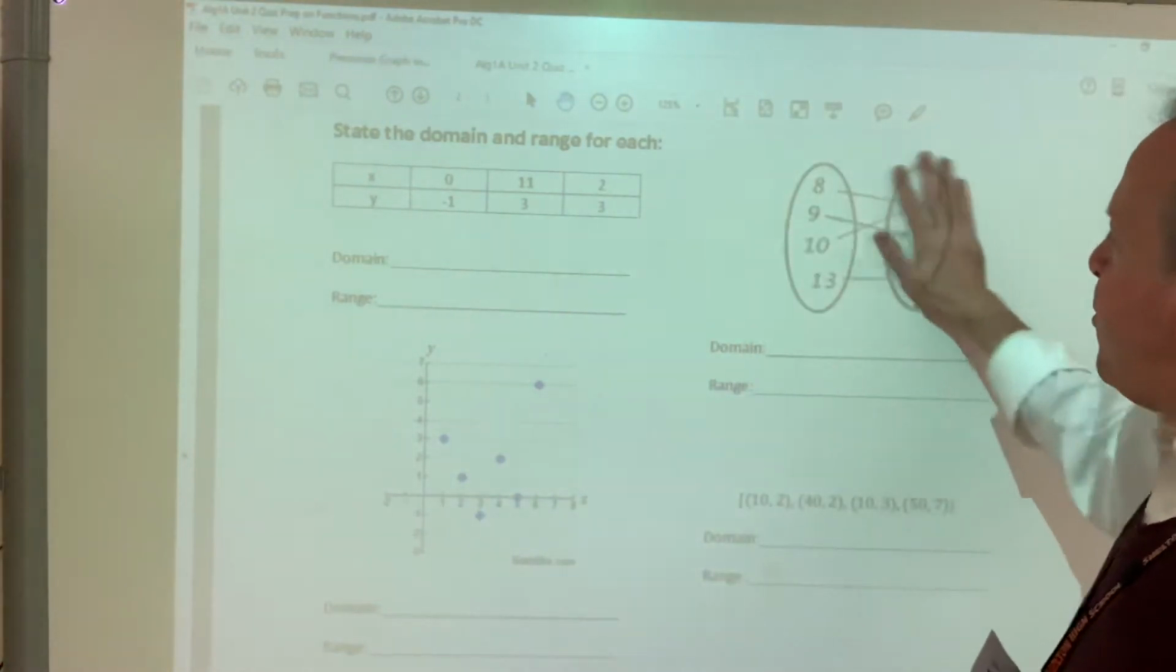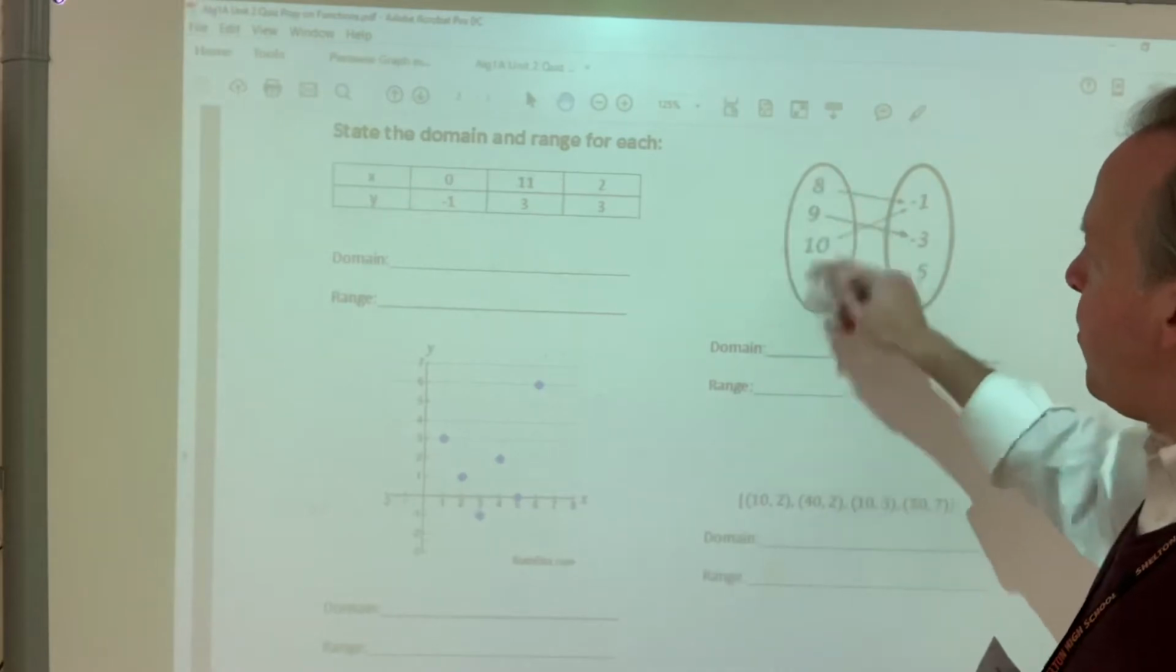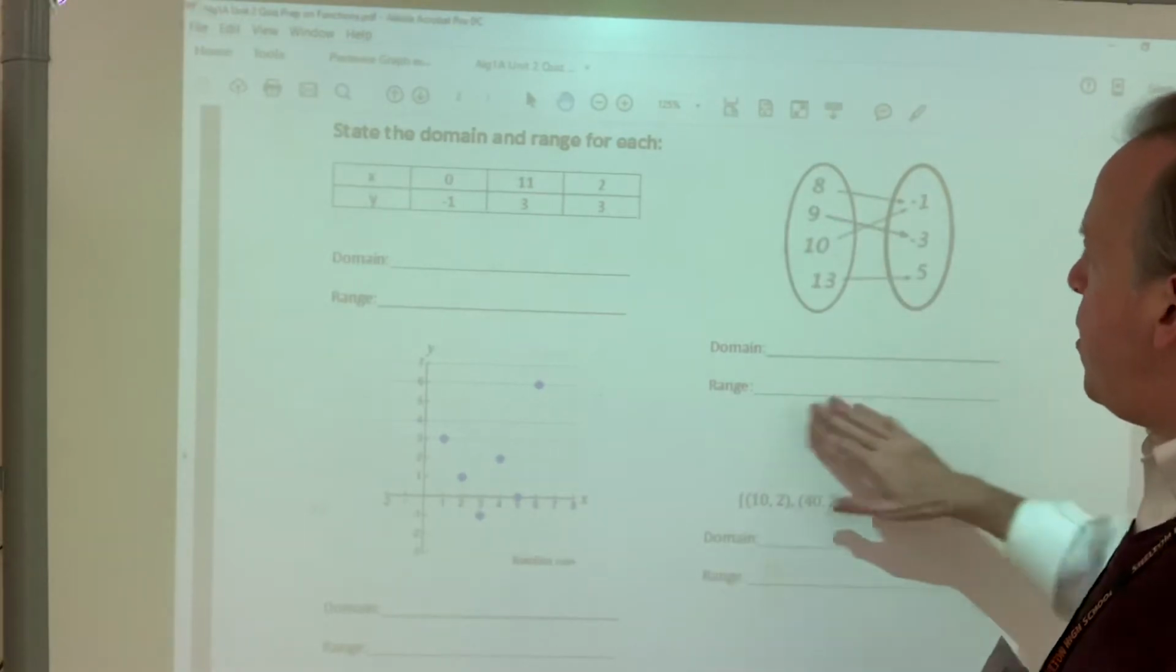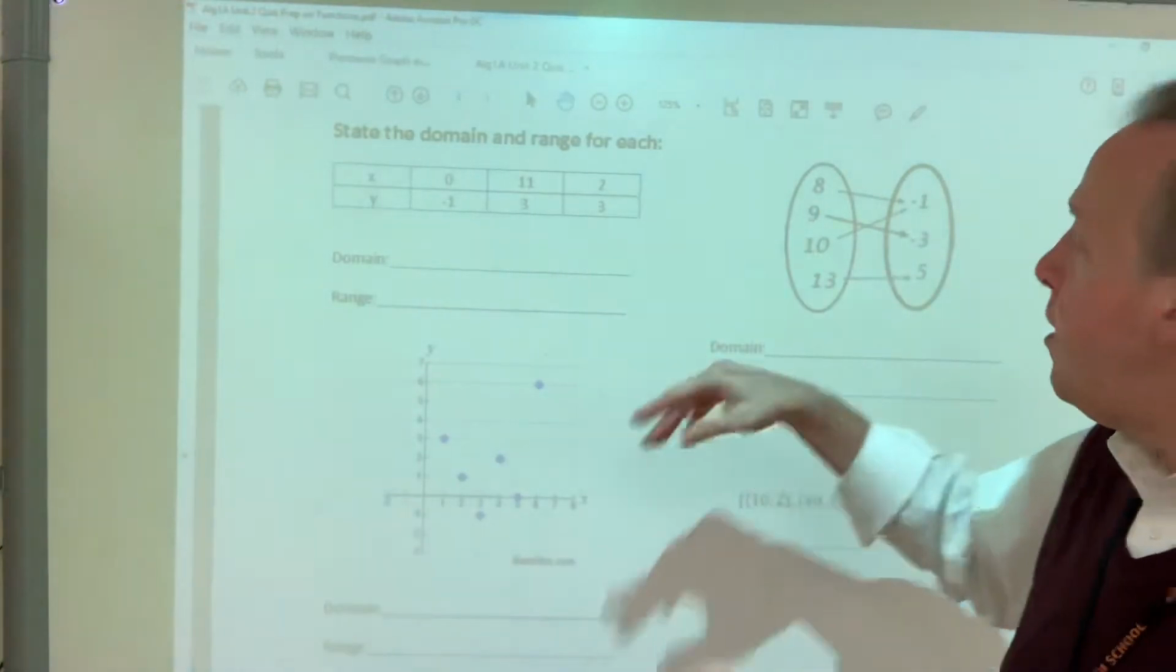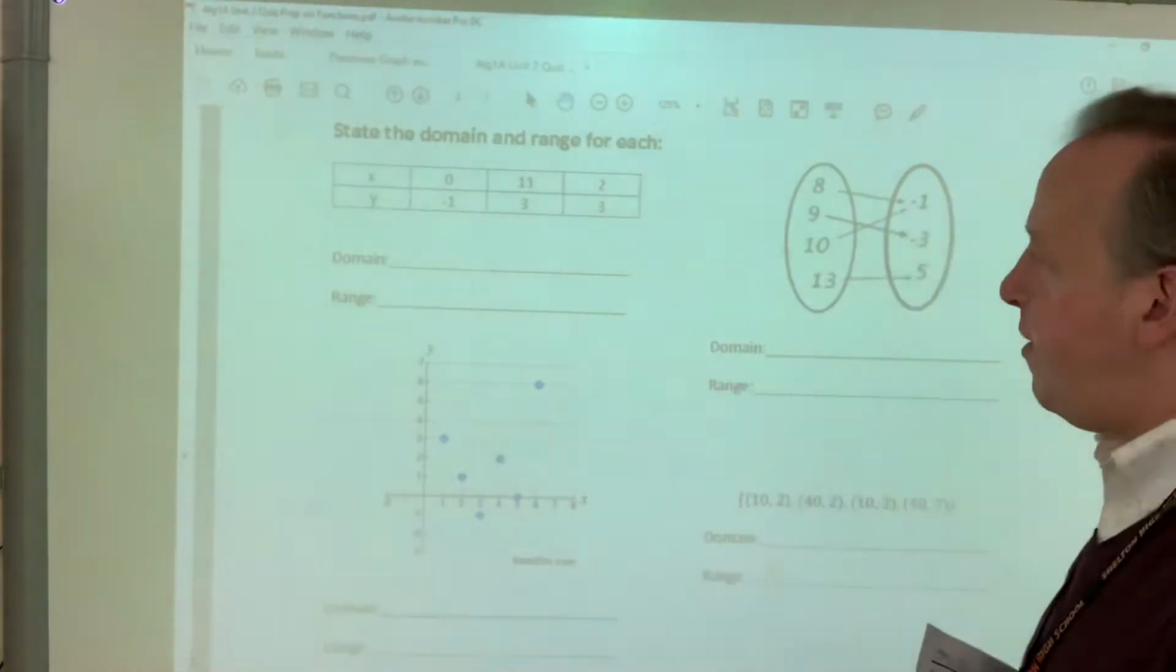This mapping shows you the domain, which are these numbers, in order 8, 9, 10, and 13. The range are these numbers. -3 comes first numerically. So -3, -1, and then 5.